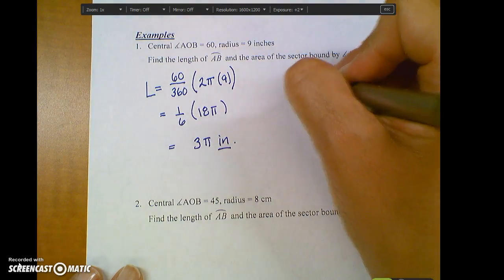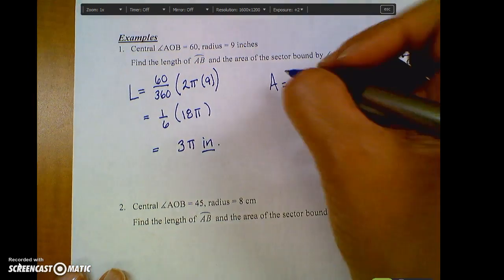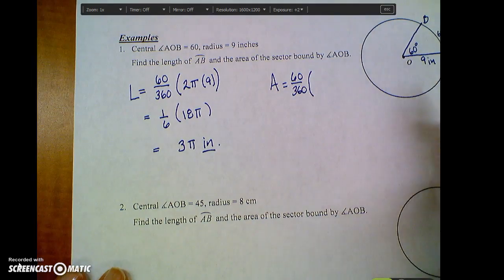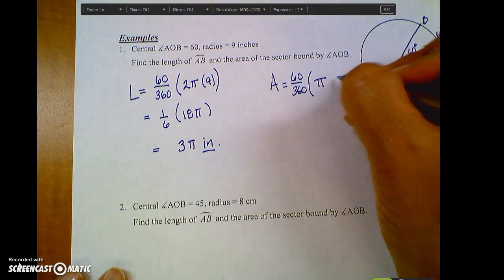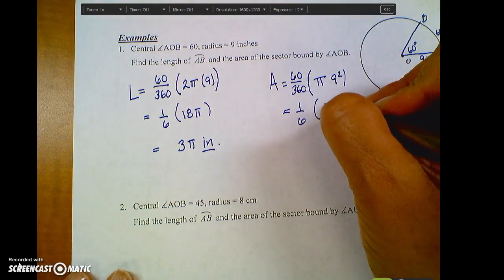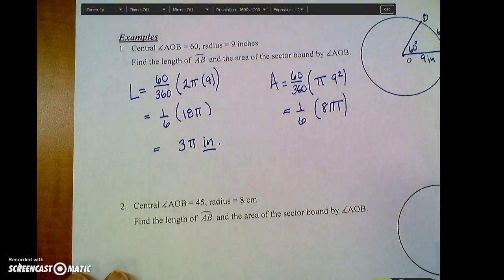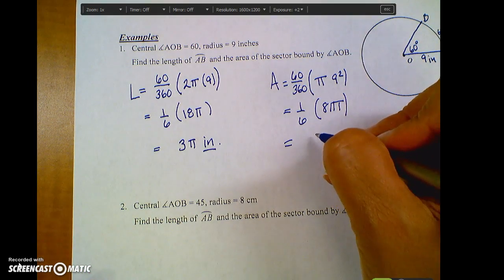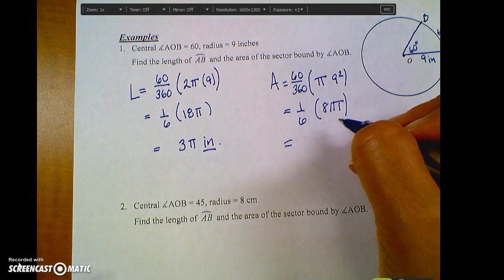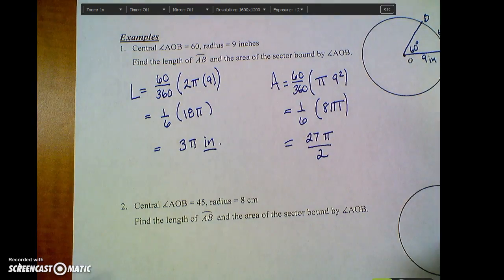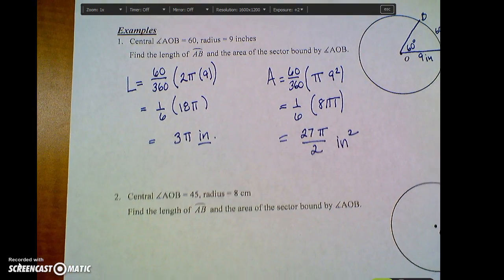For the sector area, we use the same central angle, except this time we multiply by the area of the circle, which is pi 9 squared. And then we go ahead and we clean that up. So 1/6 of 81 pi, and we reduce that by 3's, which gets us 27 pi over 2. And our units would be square inches because we're dealing with area.